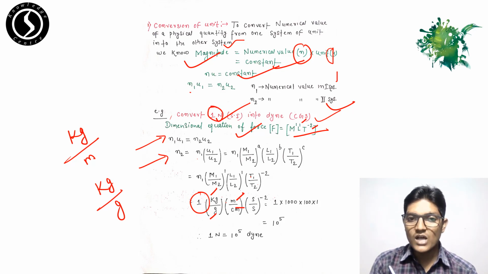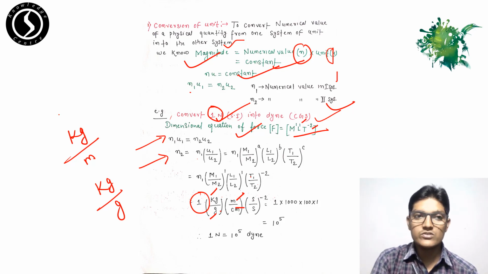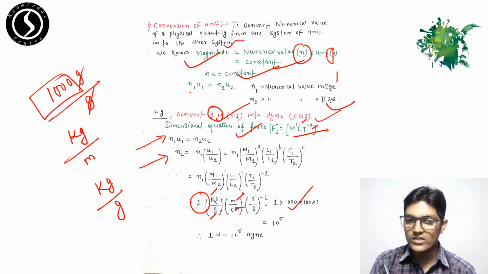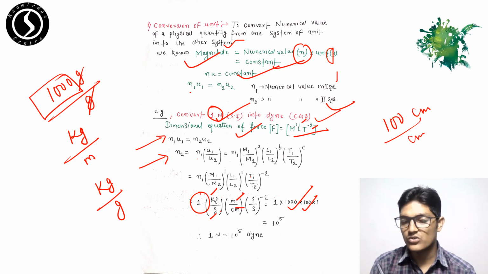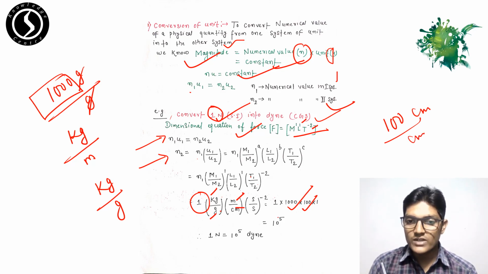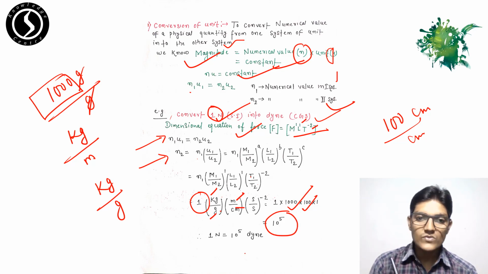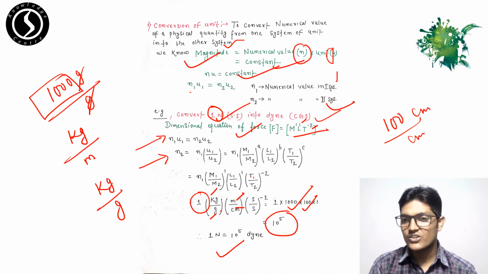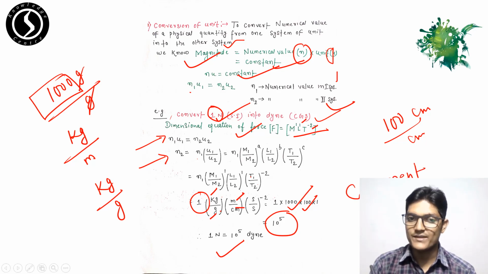So 1 kilogram upon gram will give you 1000, because we can say 1000 gram upon gram. It will cancel and you will get 1000. That is why it is written here as 1000. Similarly 100, because 100 centimeter upon centimeter, and you will get 100, and then 1. So that will be equal to 10 to the power 5. So we can say 1 Newton is equal to 10 to the power 5 dyne. I hope you all have got it, and if you have some doubt, I repeat once again that you can post your doubt in the comment section.